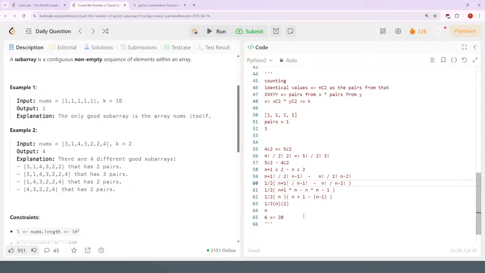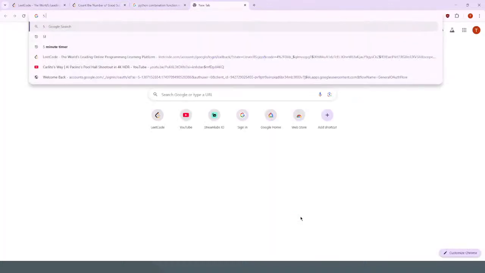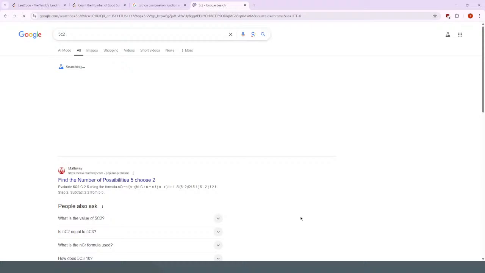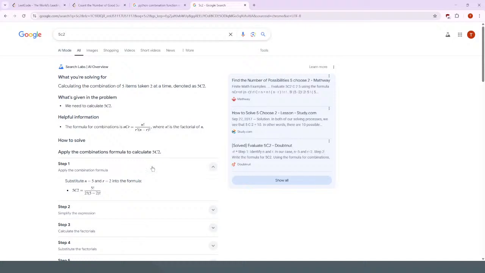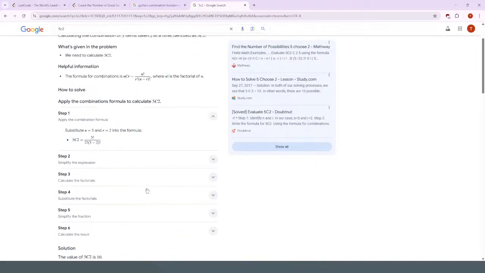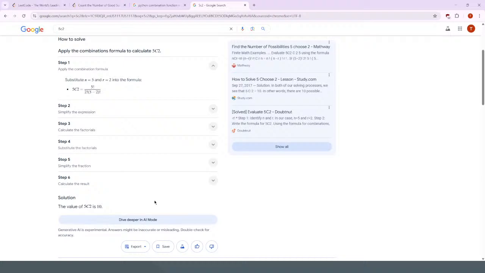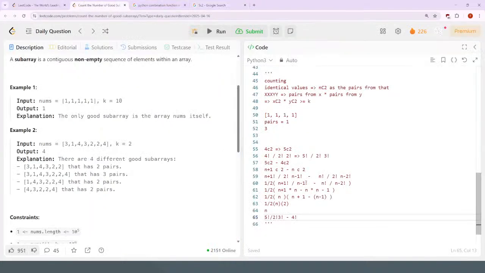Alright, let's use numbers here. So 5 factorial over 2 factorial, 3 factorial, 4 factorial. Yeah, 5 choose 2 is 10. Oh my god, I did my math wrong. So, okay, 5 choose 2 is 10, 4 choose 2 is 6. So it is n. Okay.